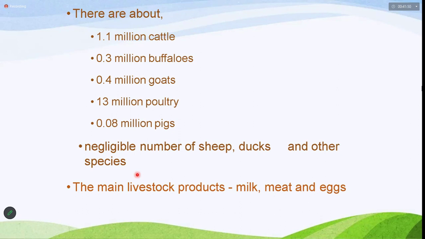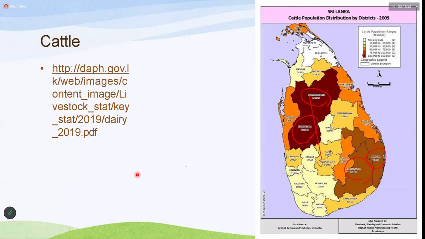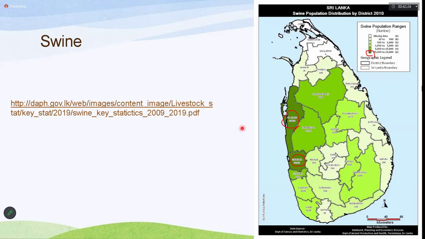The main livestock products are milk, meat, and egg, as we discussed previously. You can see here the cattle distribution in 2009. The highest distribution is shown in dark brown: Kurunegala, Anuradhapura, Monaragala and the Ampara area. For swine, the highest distribution is in Puttalam and the Gampaha area.